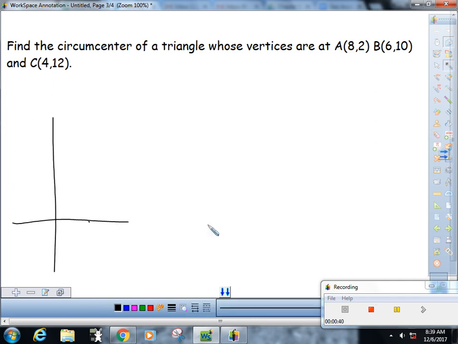Because everything's positive, it being Positive Wednesday. A is at (8, 2). That looks like about there. And B is at (6, 10). And C is at (4, 12). Oh, this is going to be a random triangle. A is here, B, C. I'll use a straight edge to form a triangle.